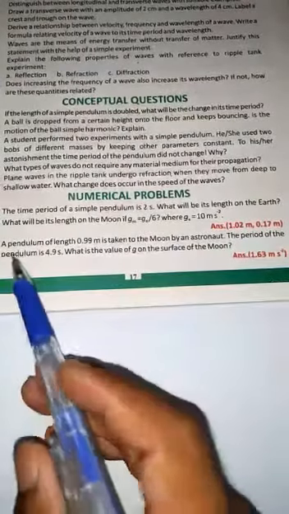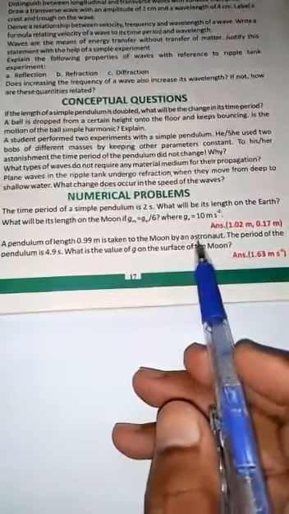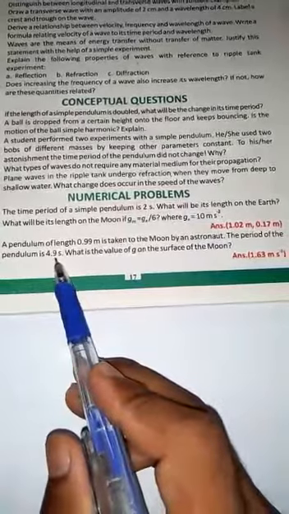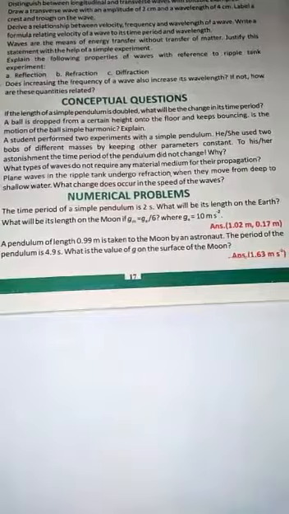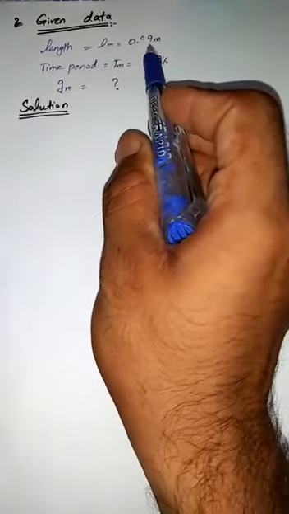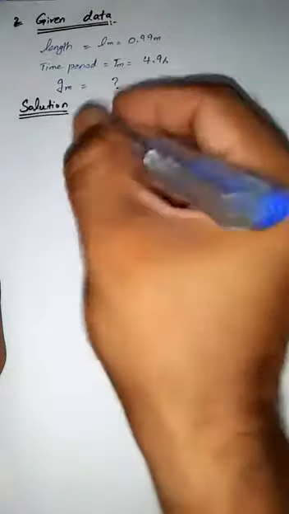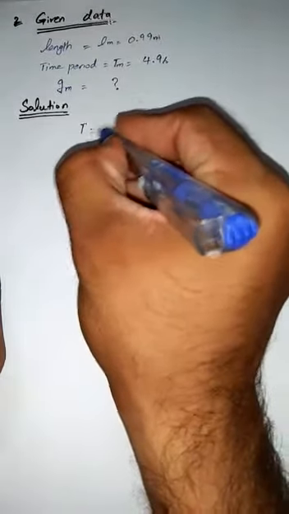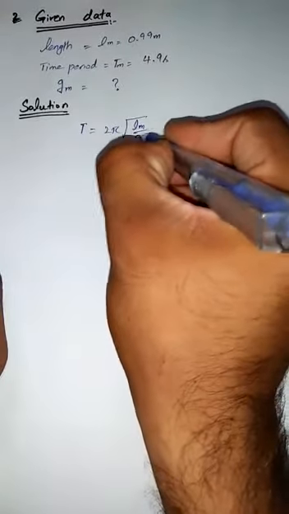The second numerical problem is that a pendulum of length 0.99 meter is taken to the Moon by an astronaut. The period of the pendulum is 4.9 seconds. What is the value of g on the surface of the Moon? According to the statement, the given data is: length Lm is 0.99 meter, time period Tm is 4.9 seconds, and gm we have to find. We know the formula that time period is equal to 2 pi square root Lm over gm.